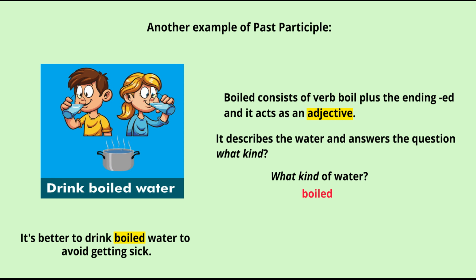In this image, you can see a boy and a girl drinking boiled water. It's better to drink boiled water to avoid getting sick. Boiled consists of the verb boil plus the ending ed, and it acts as an adjective. How? It describes the water. So, how is it describing the water? It is answering the question, what kind? What kind of water? Boiled water. So, boiled here is the past participle as it is acting as an adjective.